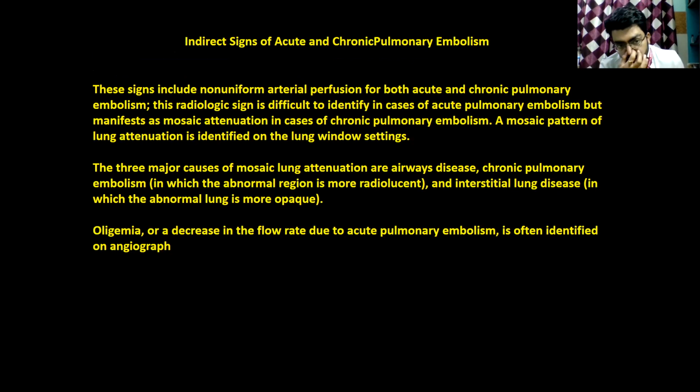Indirect signs of acute and chronic pulmonary embolism: the three major causes of mosaic lung attenuation are airway disease, chronic pulmonary embolism, and interstitial lung disease. So three things we have to keep in mind. And oligemia, where there is a decrease in flow due to acute pulmonary embolism.